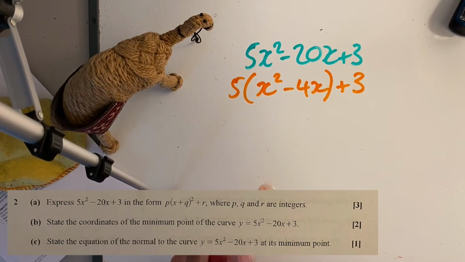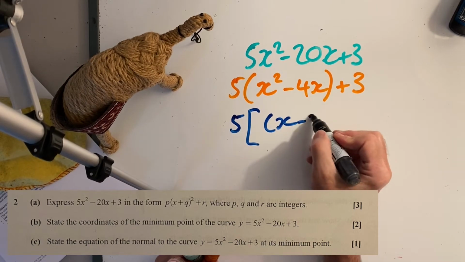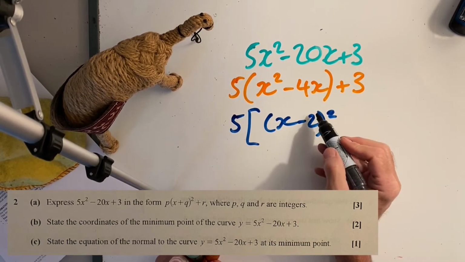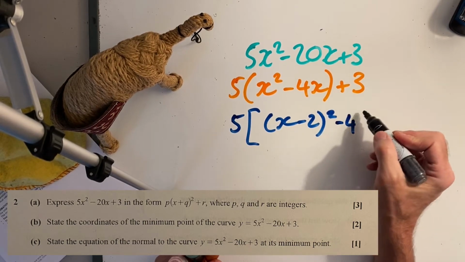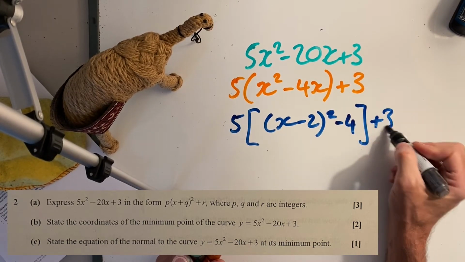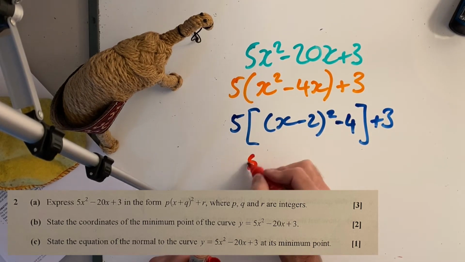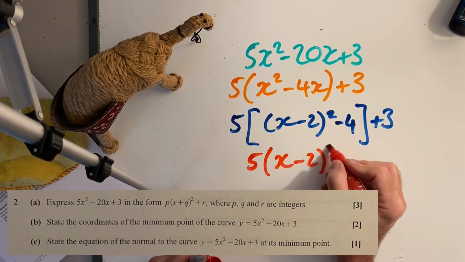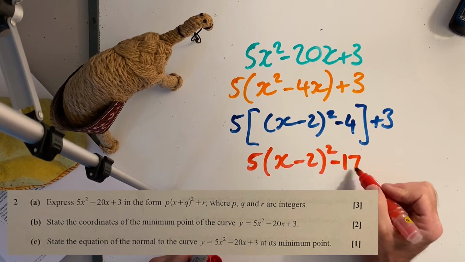And now what I want to do is complete the square here. So you have the b coefficient, don't forget. And then you get an excess of 4, so I want to take that away. And now I can just tidy this up. Okay, so expand, times everything by 5, I get that. 5 lots of -4 is -20, plus 3 is -17.